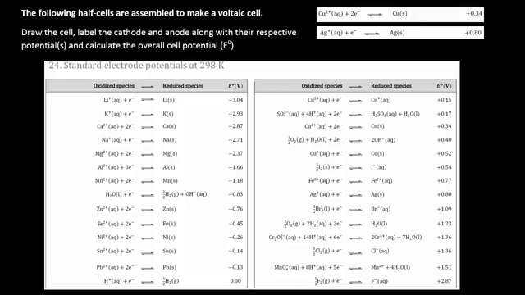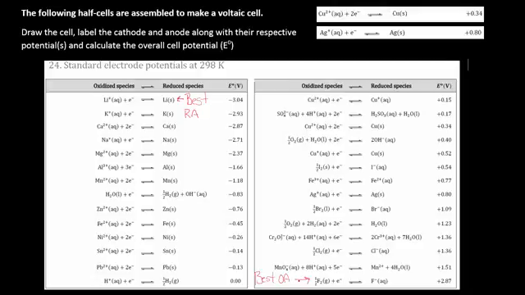Consider two seemingly unrelated half cells. We have the reduction of copper 2 plus to copper, and we have the reduction of silver 1 plus to silver. Let's draw the cell. We're going to label the cathode and the anode along with the respective potentials, and we're going to calculate the overall cell potential. So we need to figure out which of the two reactions listed is the oxidation, and which is the reduction.